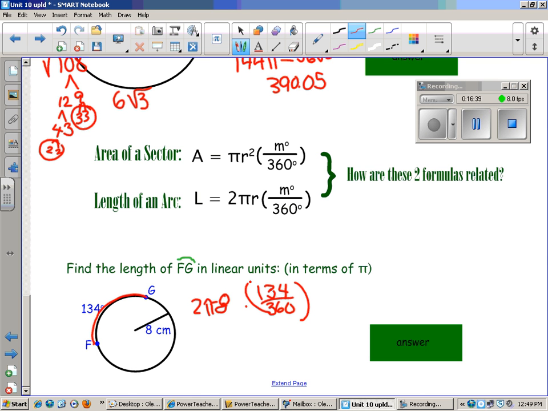And again, if they ask you for the exact answer, you have to take 2 times 8, which is 16 pi, and then take the 16 and multiply it by the 134 over 360, being really careful to make sure it's in parentheses, because if it's not, your answer is going to be wrong. It's going to do order of operations, and it's going to multiply before it divides. So the exact answer, what is 16 times 134 divided by 360? 18.71 pi.